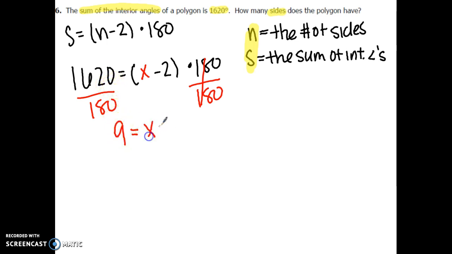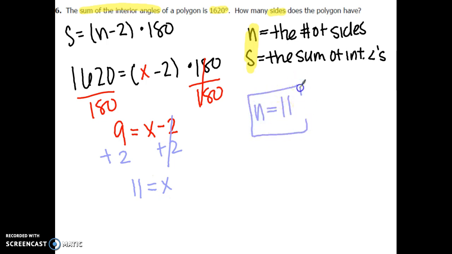Set that equal to x minus 2. We do not need these parentheses anymore. Then you add 2 to both sides. That becomes 9 plus 2, that's 11. So the number of sides of this polygon is actually 11.